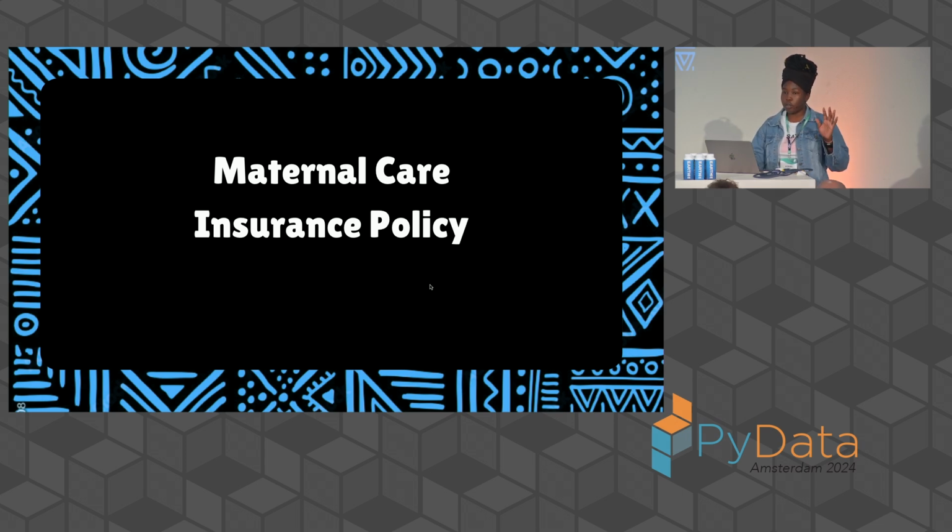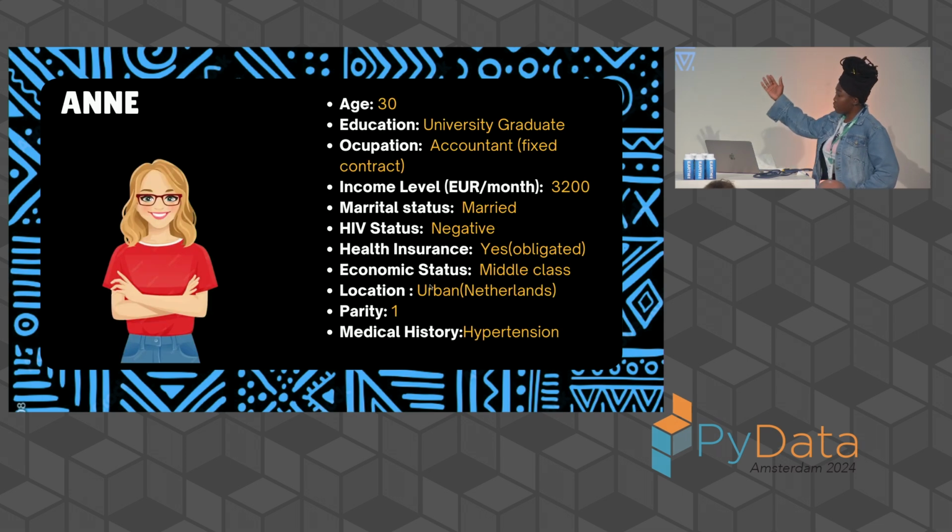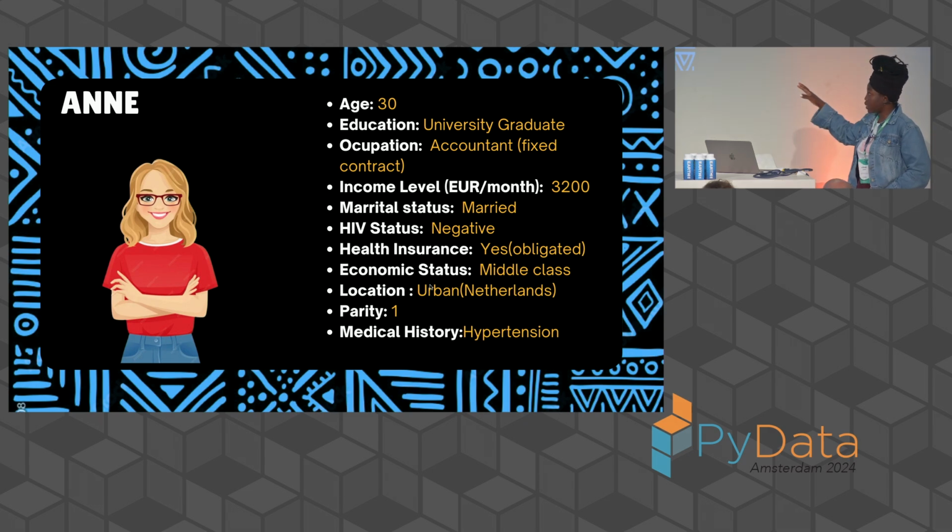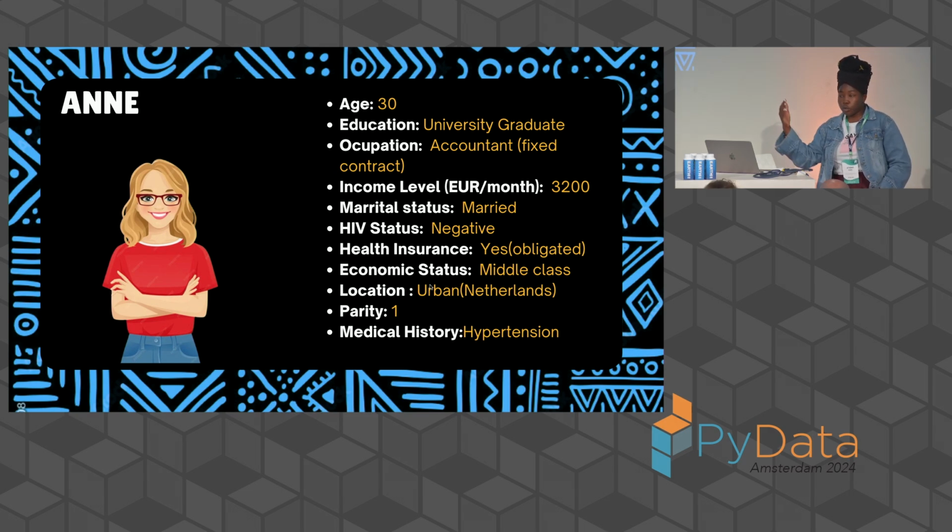So we are going to have two profiles to draw a contrast. The first profile is of Anne. Of course, we have her basic information. We have her age, education, occupancy. Of course, we are formulating insurance policies around maternal health, and these are variables, or features, that we might need. Maybe look at things like insurance. She is obligated to have it. Look at where she is from. She is from an urban setting. And then the parity, which is basically the number of children that Anne has. She just has one child. So how do you look at all these features when you're trying to formulate a policy around maternal health care?